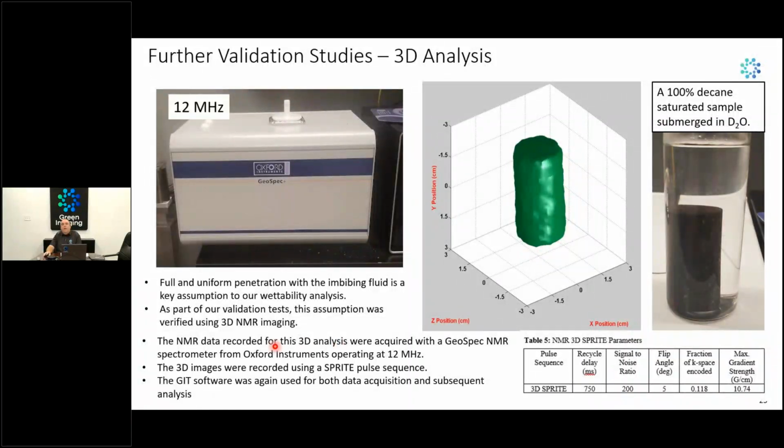But just briefly, the NMR data was recorded on a 12 megahertz GeoSpec instrument by Oxford Instruments. Again, GIT software was used for data acquisition and analysis. All the images were recorded using the SPRITE pulse sequence, the parameters of which are shown here.